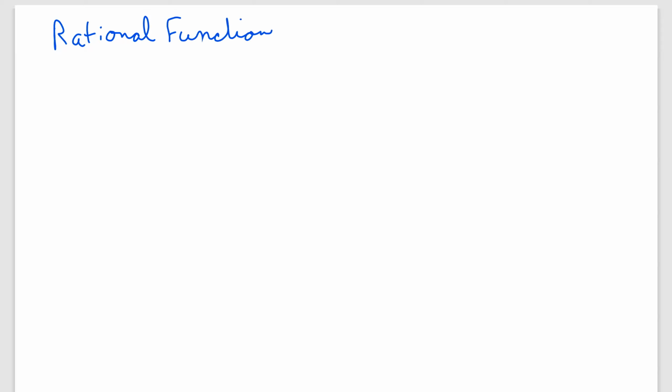We're going to look at rational functions. We've already talked about rational equations. Now we're going to look at the rational functions. When we discussed parent functions before, we looked at the graphs of parent functions and everything.